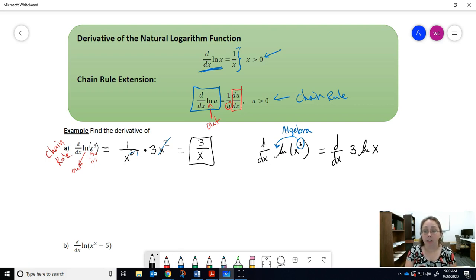Remember, the 3 is a constant multiple, so we can bring it out of the derivative. So really, we're just doing 3 times the derivative of ln of x. Oops, I don't need the absolute value.